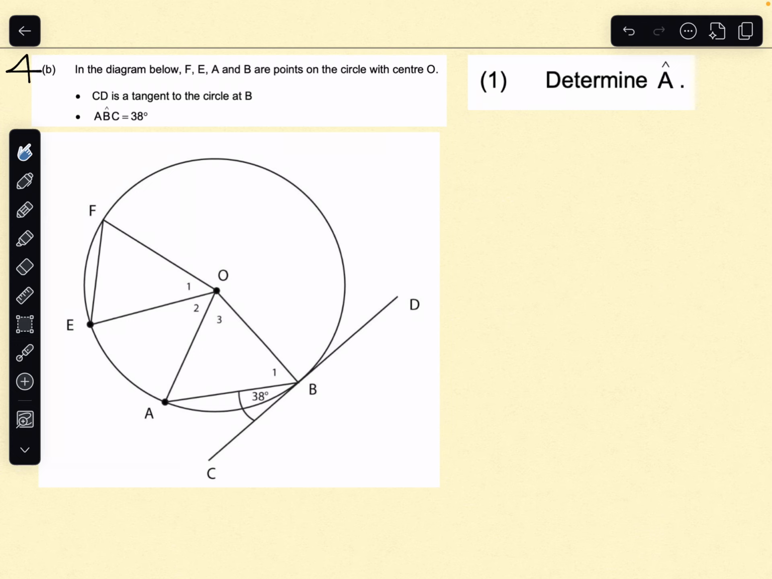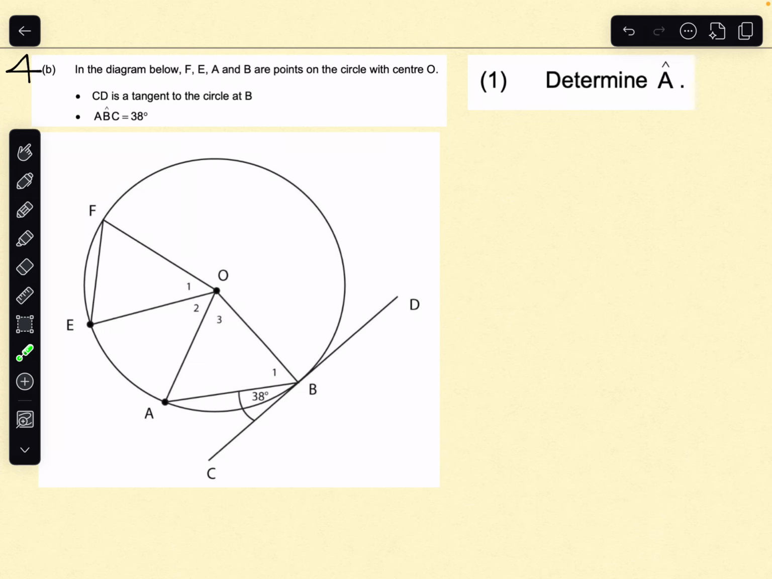We are busy with May IEB Paper 2, May 2024. Question 4b. In the diagram below, F, E, A, and B are points on the circle with center O. So there are a whole lot of radii for us to work with here. Angle at center, isosceles triangles. Okay, maybe not angle at center because we don't really have angles at the circumference. We just have the angles at the center, so maybe that's not very useful. But we do have a whole lot of isosceles triangles, so that's nice.